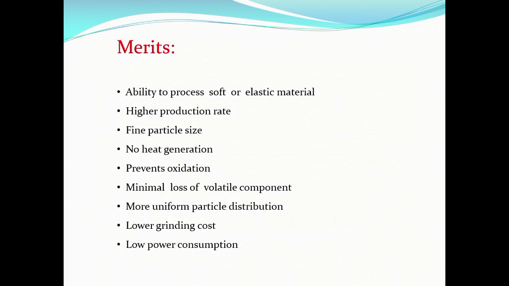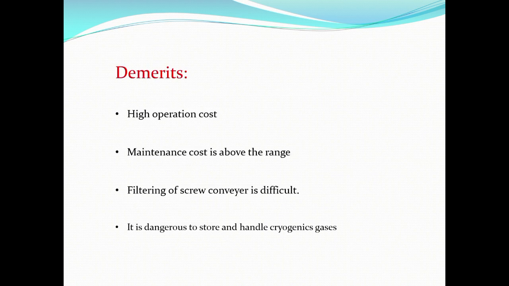Merits: ability to process soft or elastic material, high production rate, fine particle size, no heat generation, prevents oxidation, minimal loss of volatile components, more uniform particle distribution, lower grinding cost, and lower power consumption are the advantages of cryogenic grinder. And demerits of cryogenic grinder: high operation cost, maintenance cost is above the range, filtering of screw conveyor is difficult, it is dangerous to store and handle cryogenic gases.